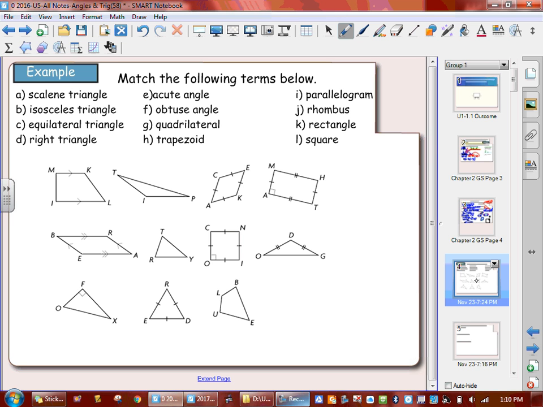We're going left to right. So 1, 2, 3, 4, 5, 6, 7, 8, 9, 10, and 11. So we have 11 objects. Push pause now and play when you're ready.